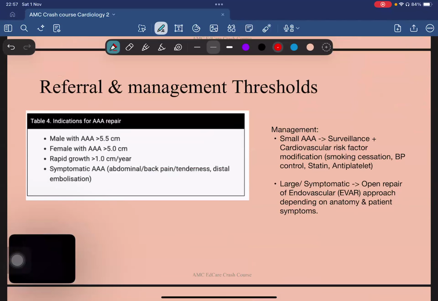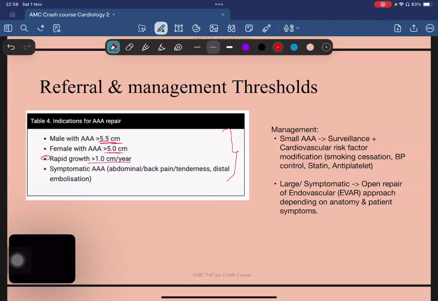Now let's talk about when should we refer for surgery. According to these RACGP guidelines, men with aneurysm greater than 5.5 centimeters, or women with aneurysm greater than 5. This is also a very important place where a lot of questions have come. They should be referred for surgical assessment. And any aneurysm that's growing more than 1 centimeter per year, or causing pain, like symptomatic, literally. That's causing pain or tenderness or any symptoms, they also need urgent referrals. So these are at high risk of rupture.